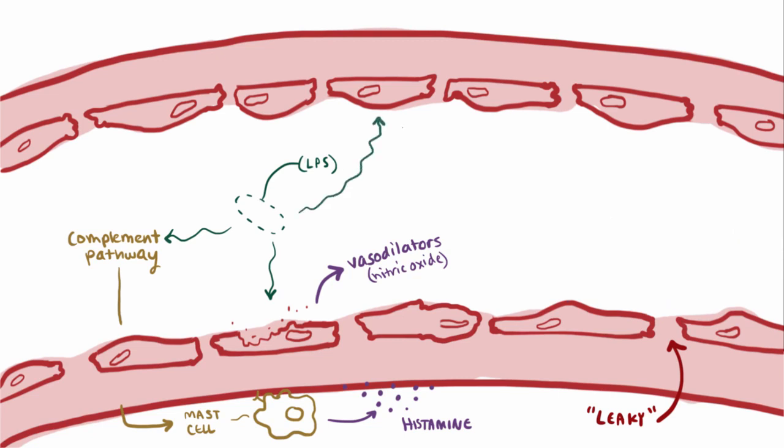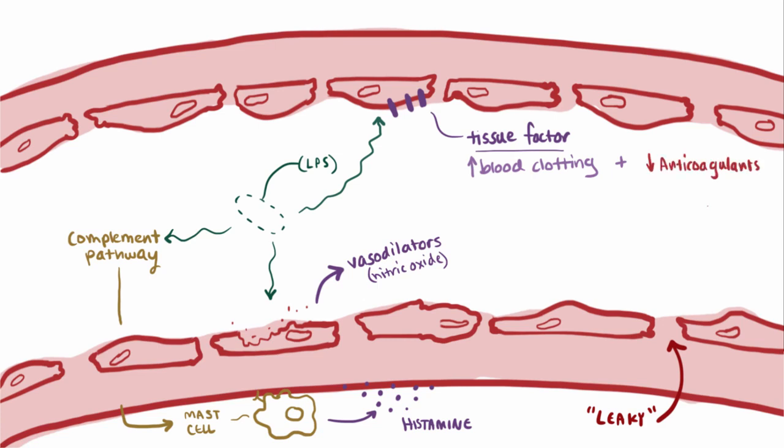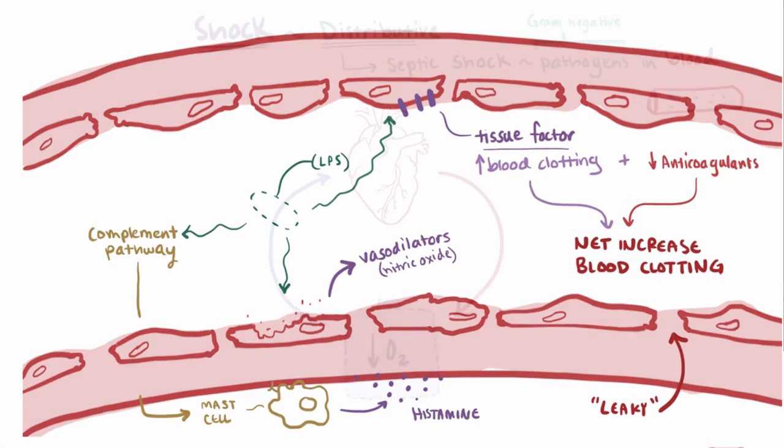Also, endothelial cells express a procoagulant called tissue factor. Procoagulants are molecules that increase blood coagulation, or blood clotting. And this, in combination with an overall decrease in anticoagulants, which usually decrease clotting and seem to be often depleted or used up during sepsis, leads to this net increase in coagulation and clotting in the microvasculature. And of course, clotting and blockages in the blood vessels further decrease perfusion, right?